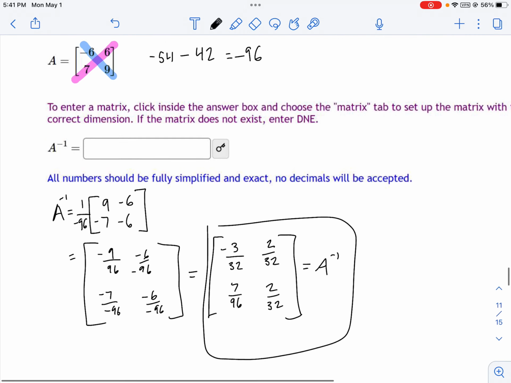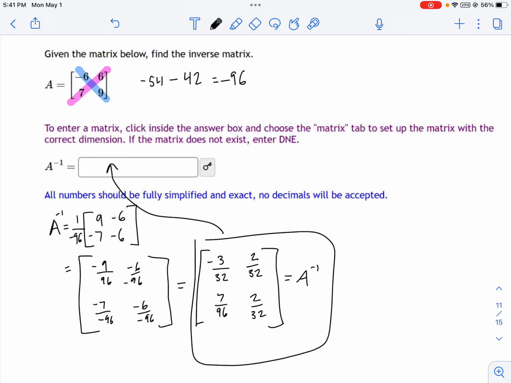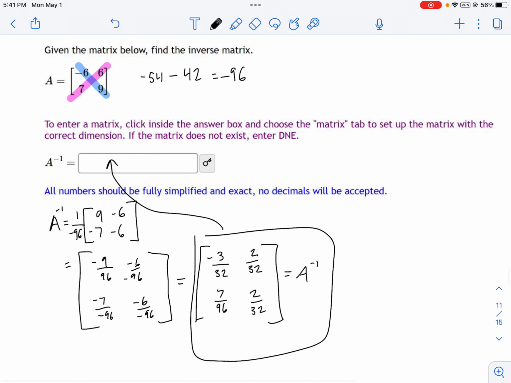Totally and absolutely finished. Make sure you simplify all those numbers and then use your matrix tab to input the matrix. The biggest thing is that you switch the positions of the blue diagonal and switch the signs of the pink diagonal, and that will always be true for any 2 by 2 matrix. So switch places of the blue, switch signs of the pink.